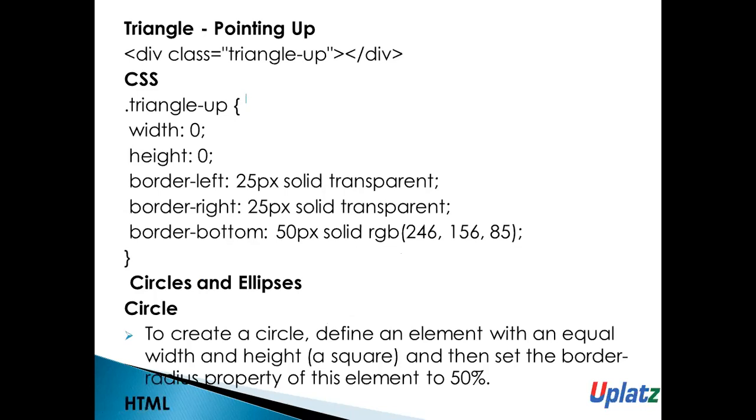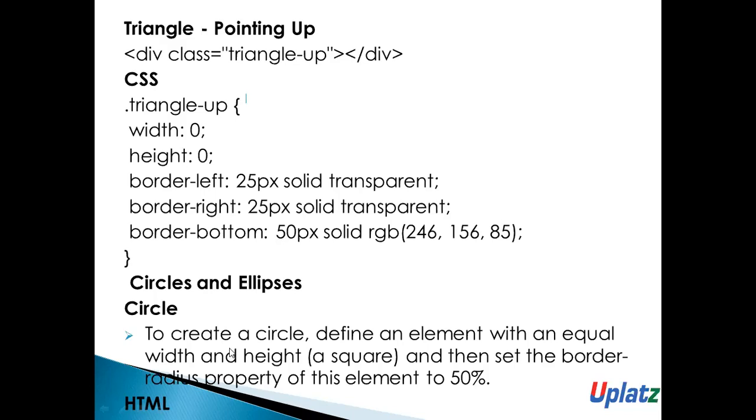So next is triangle pointing up. You can also make that point down, right, left. I have just given the example for pointing up. That would be my class name. For that I'm just making border left, right, bottom. So it will be pointing up. I've just not made it top. Bottom I have adjusted everything: solid RGB 246 156 85. If you adjust the pixels, you can make that point down and so on. So this is a basic example for triangle pointing up.